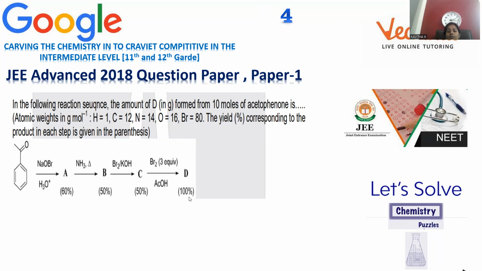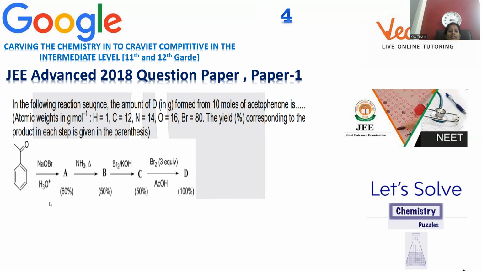In each step, the products are not 100%. We have to consider these yields as well. First of all, NaOBr, sodium hypobromite, will be treated under acidified aqueous conditions, followed by ammonia with heating. Then Br2/KOH is treated, alkaline bromination, we can say. Bromine, 3 equivalents, can be taken under glacial acetic acid conditions. The brominated product you will get as the final one.